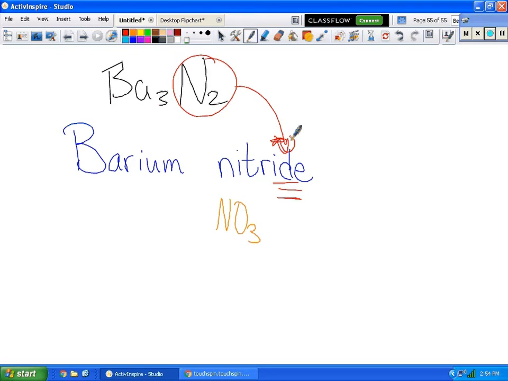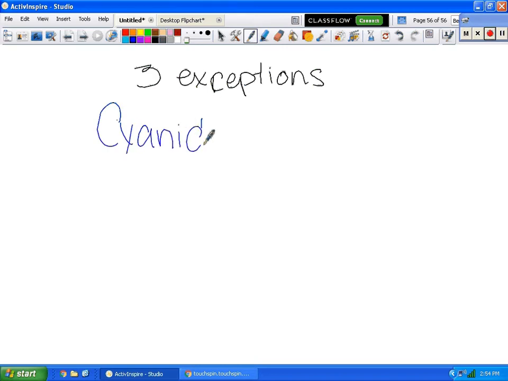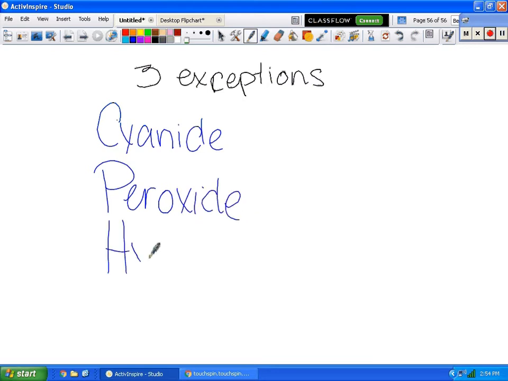Now let me throw this at you. There are 3 exceptions. Things seem to always come in threes. There are 3 polyatomics that end in ide. Does anyone know what they are? Cyanide, that's one of them. Peroxide is one of them. Very good. Those are the 3 polyatomics that end in ide.